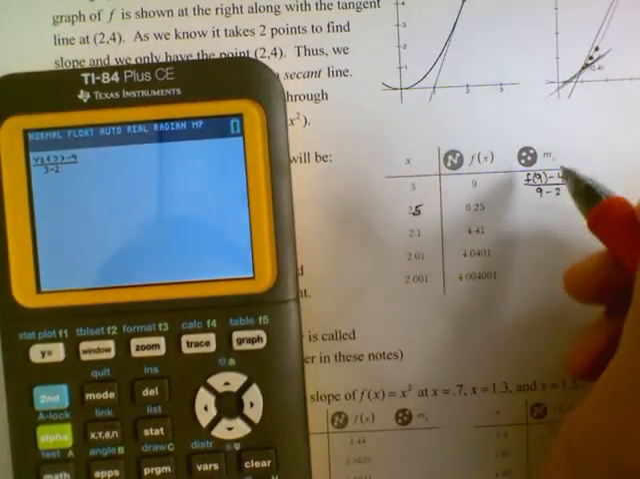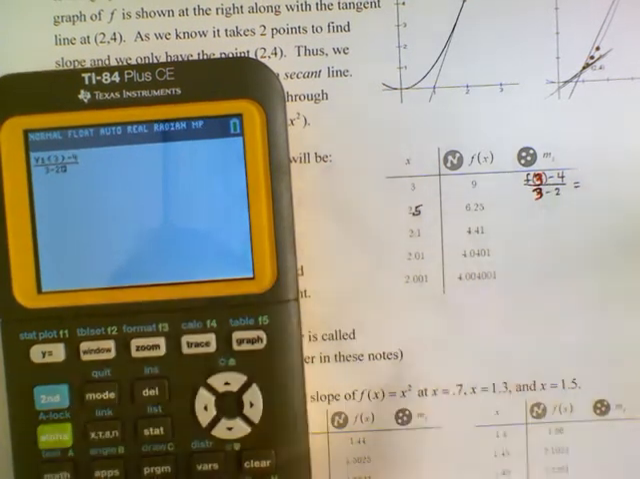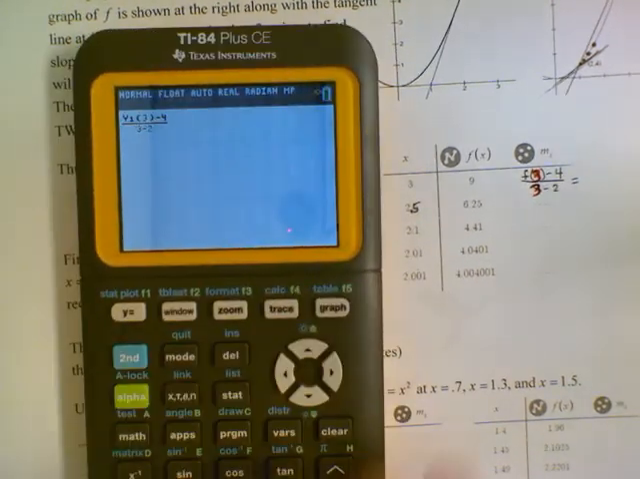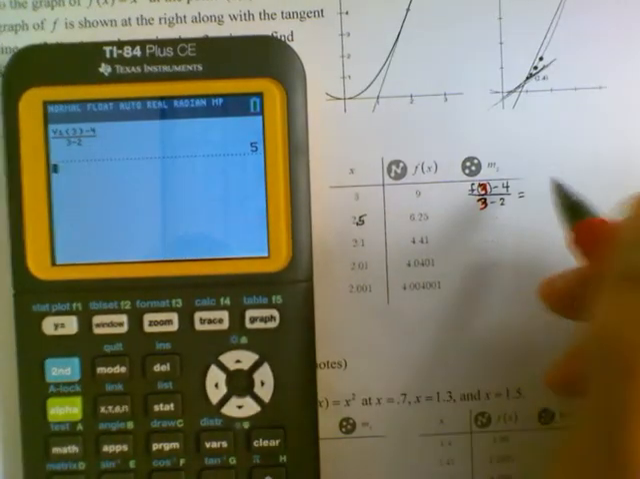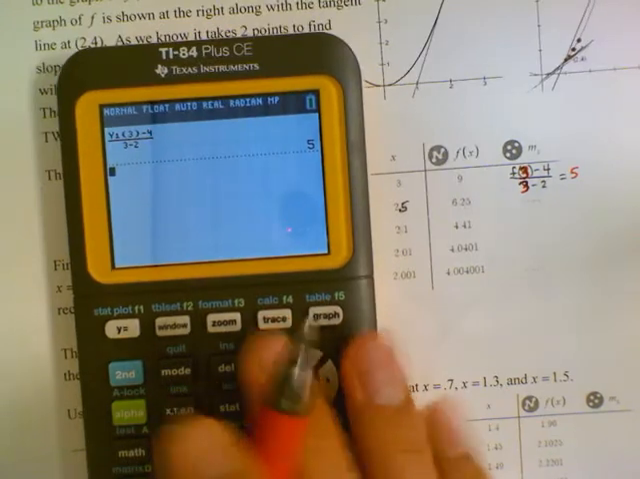Now, I did mess up a little bit here. This should be a 3 then, f of 3 minus 4, and then just 3 minus 2. Okay, so we'll type that in, we'll push enter, and we are getting an approximation of 5. All right, so we're going to do that same exact process.